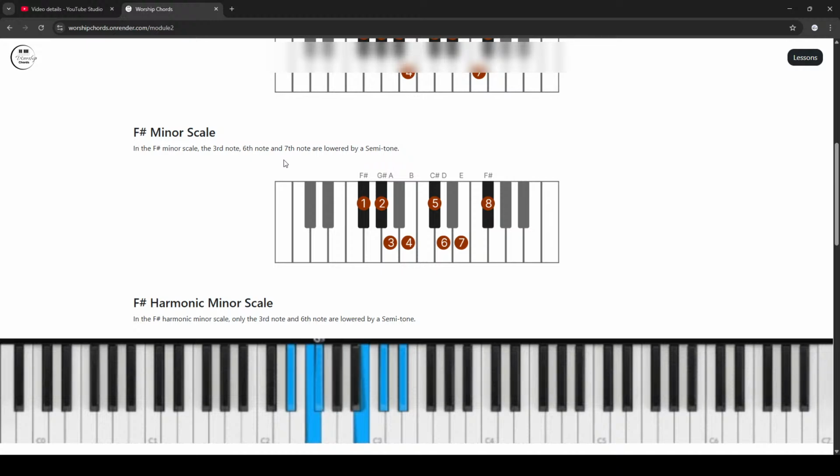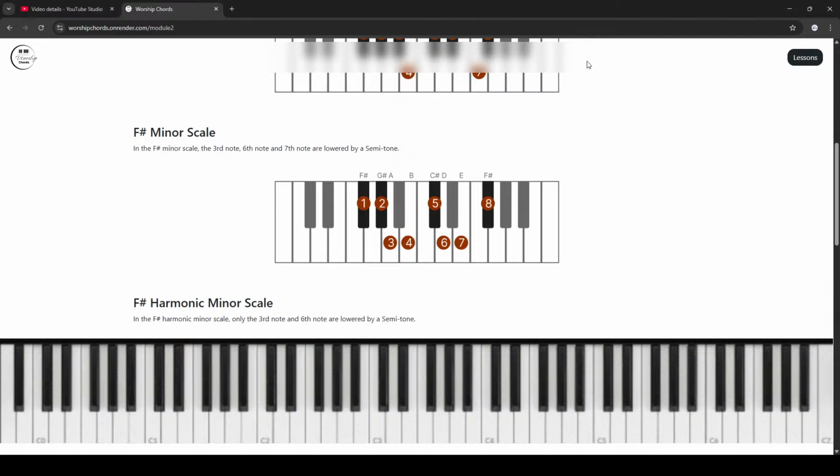Now you get that scale. Now this scale is exactly as the F sharp, only that you start on note 6. That's why it's very, very important for you to learn the relative minor scale.